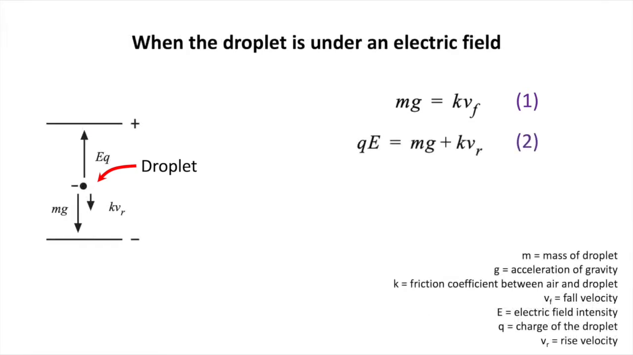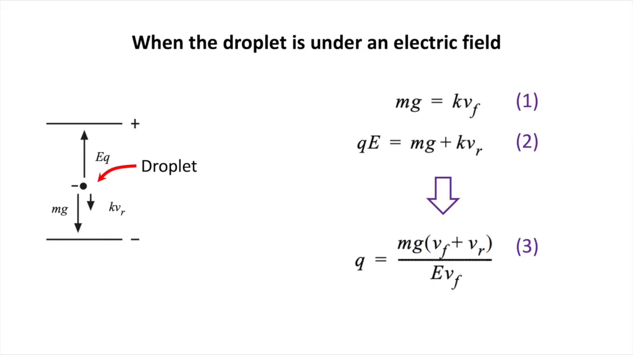The situation, of course, changes when there is an electric field. In this case, the drop is rising, and when we balance the forces, we get to equation 2, where E is the electric intensity, Q is the charge carried by the drop, and VR is the velocity of rise. In both cases, there is some air resistance, but we can consider it insignificant.